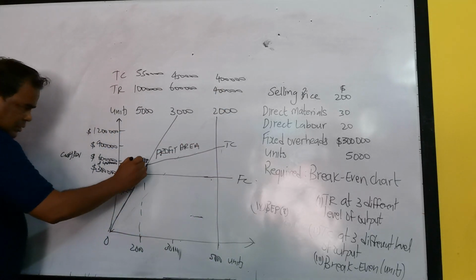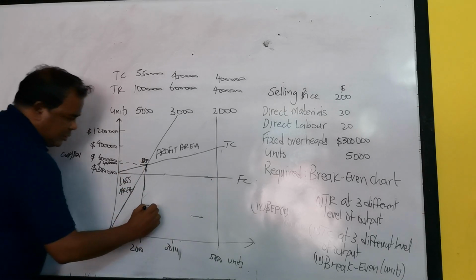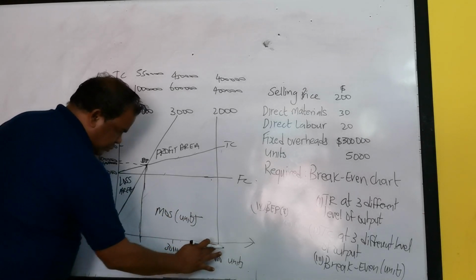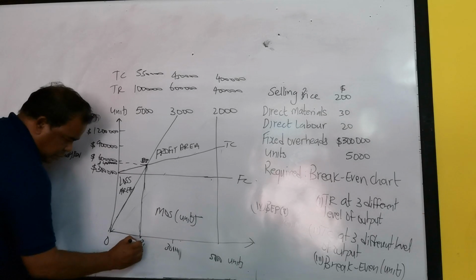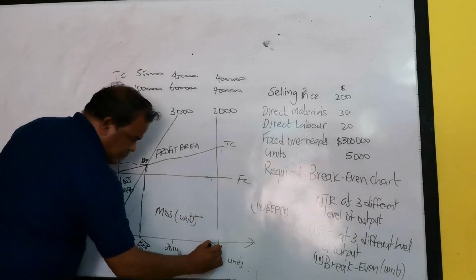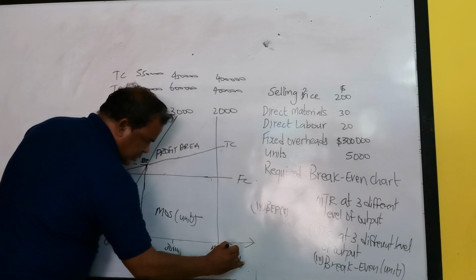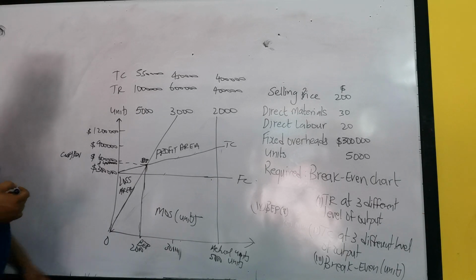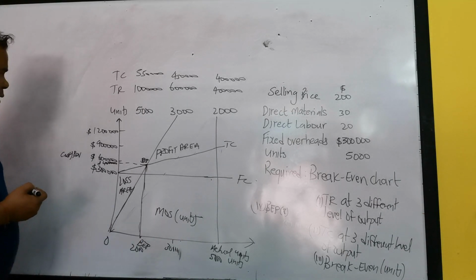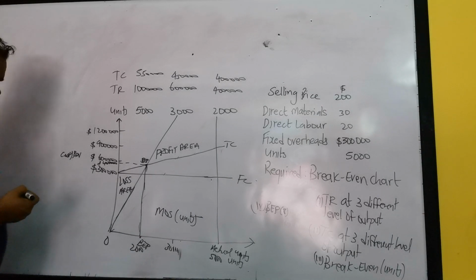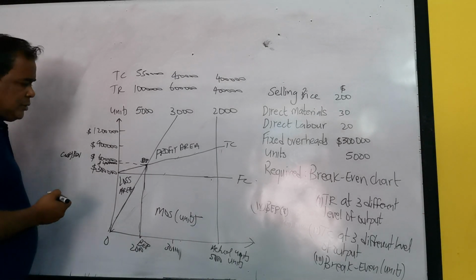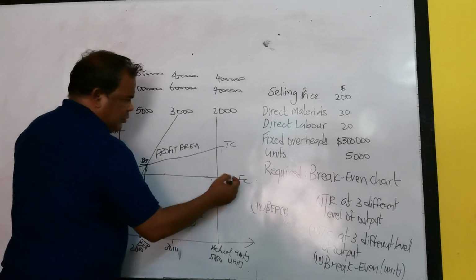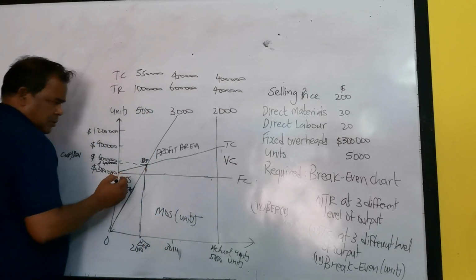The difference between the break-even point and actual sales, actual units, is called the margin of safety in units. So the difference will represent margin of safety in terms of units. And then this one will represent total cost less fixed cost. This one will represent variable costs.